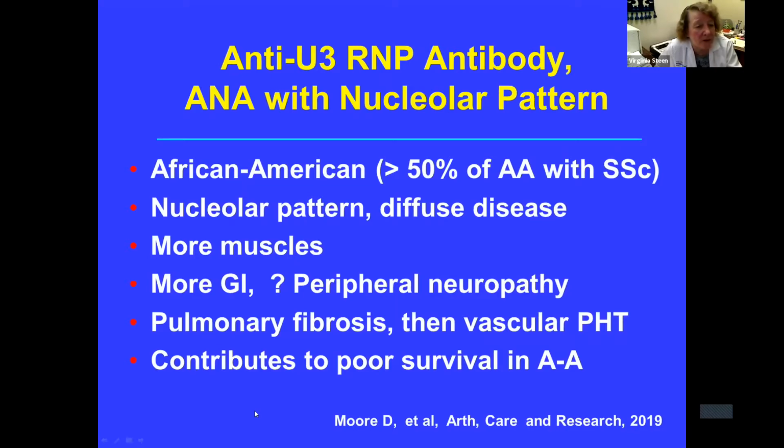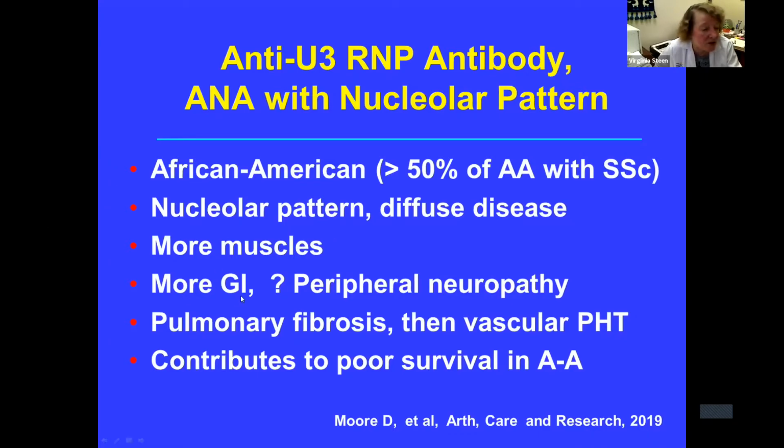And the next antibody is anti-U3-RNP, or fibrillarin, and this is an ANA with a nucleolar pattern. This is really an important one because it has a high frequency in African American patients, with greater than 50% of the African Americans with scleroderma having this antibody. They have a lot of diffuse disease. They have more muscle involvement.